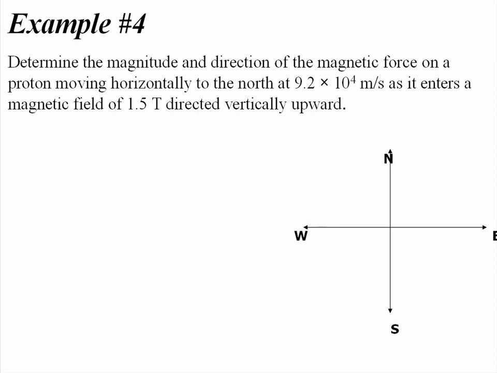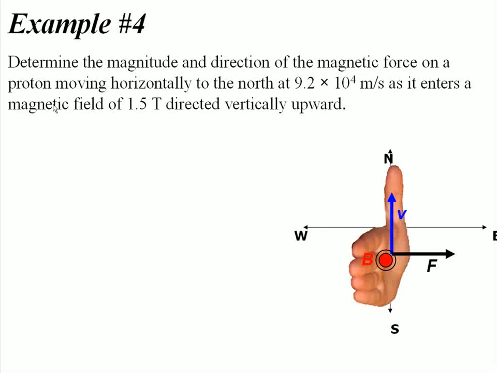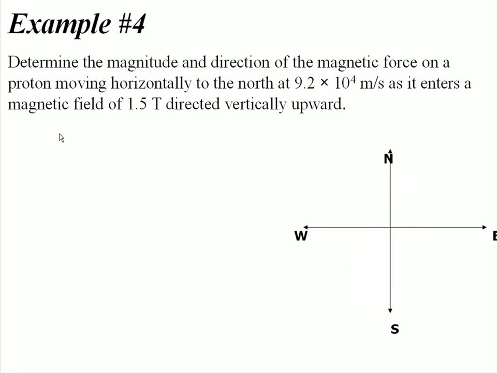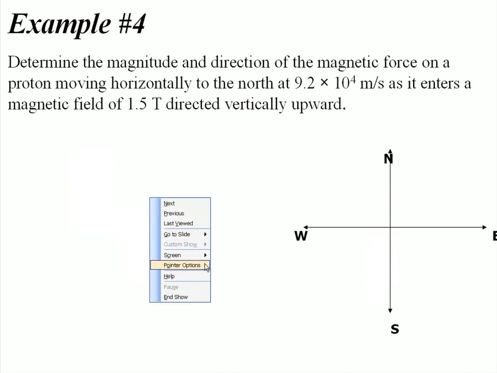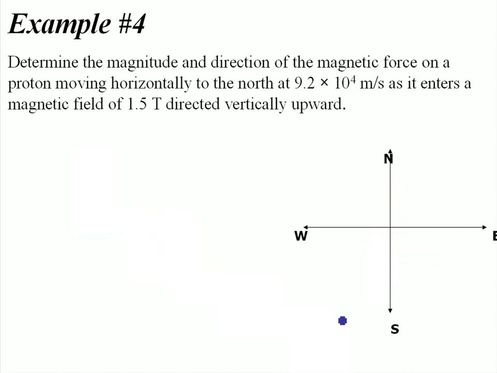So determine the magnitude and direction of the magnetic force on a proton moving horizontally to the north at 9.2 times 10 to the 4 meters per second as it enters a magnetic field of 1.5 Tesla upward. Start with a formula. Magnetic force equal to QVB.